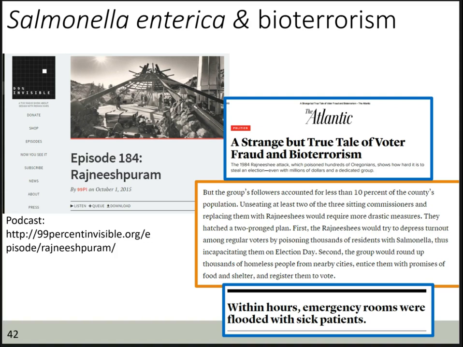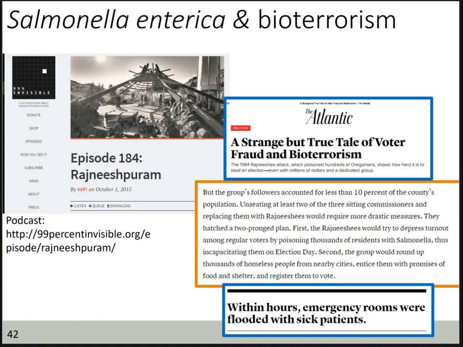I wanted to mention just briefly, Salmonella enterica is one of the cases of bioterrorism here in the United States. So there have been a few cases of bioterrorism in the United States. The one most people are familiar with is the use of blankets to spread smallpox to infect Native Americans. But Salmonella enterica was also used as a bioterrorism weapon here in the United States.